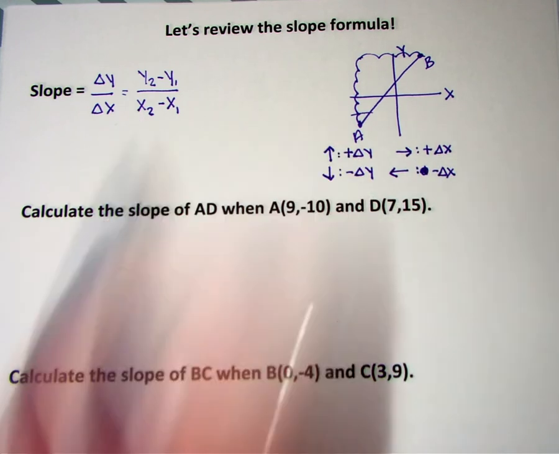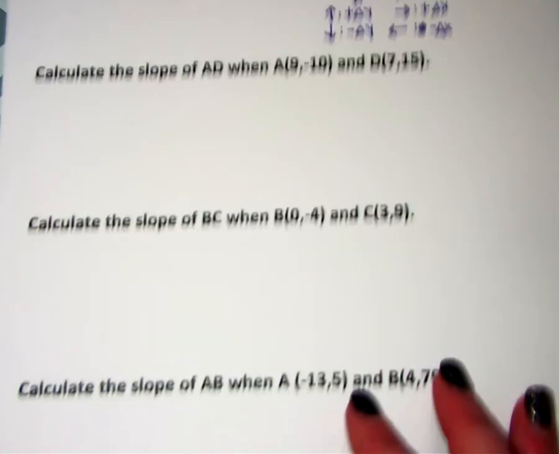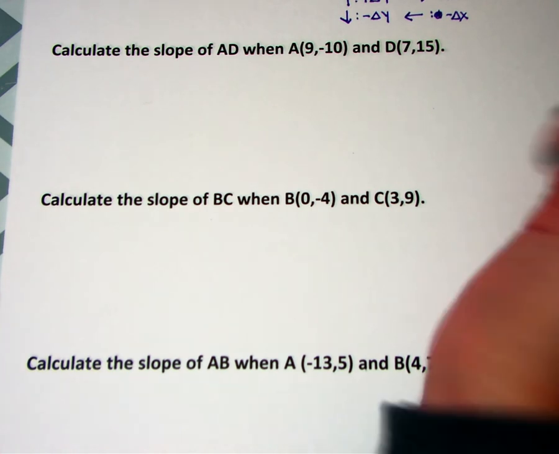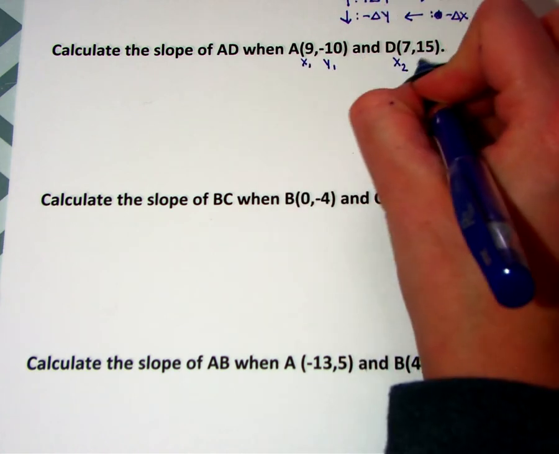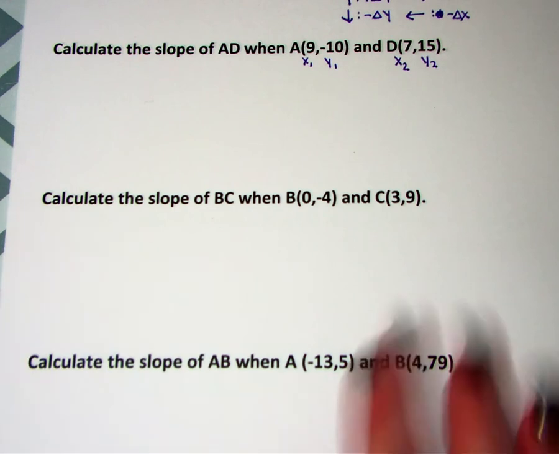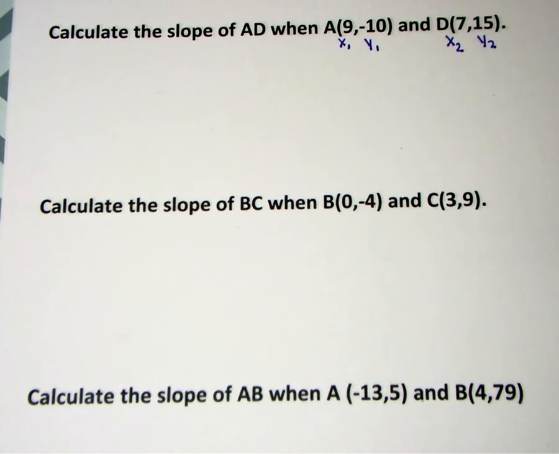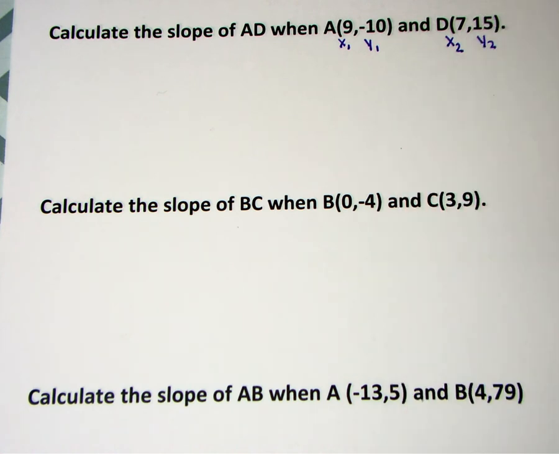So the formula is y2 minus y1 over x2 minus x1. So let's practice using that formula. So we want to calculate the slope of AD when A is 9, negative 10, and D is 7, 15. So we're going to start by labeling x1, y1, x2, y2. Remember, when you're labeling your slope, the ones always go together and the twos always go together. The reason the ones go together is because the ones just mean first group. So x1, y1 is my first group of coordinates. x2, y2 is my second group of coordinates.